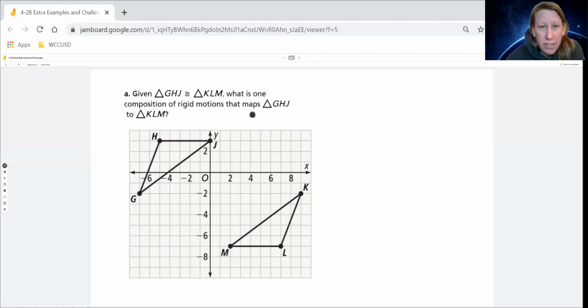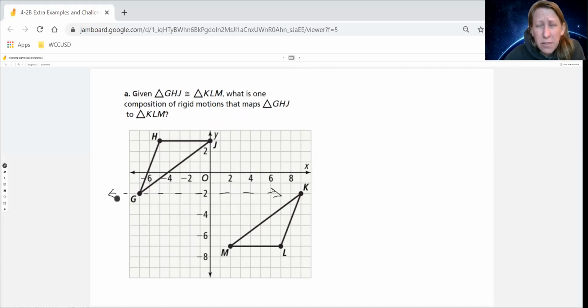I tried reflecting it over the line y equals x. That didn't work. I tried to think about how I could rotate it, and I got confused. So I tried a whole bunch of things when I was playing around with this problem. And when I do it, it's going to look easy, but that's only because I put in at least 10-15 minutes thinking through how I could make these triangles match up onto each other.